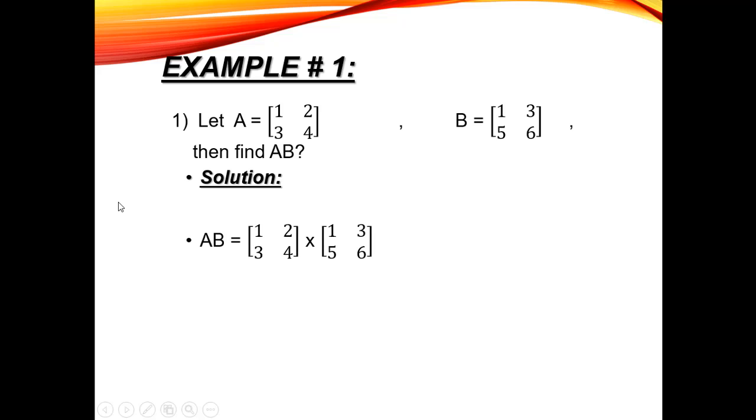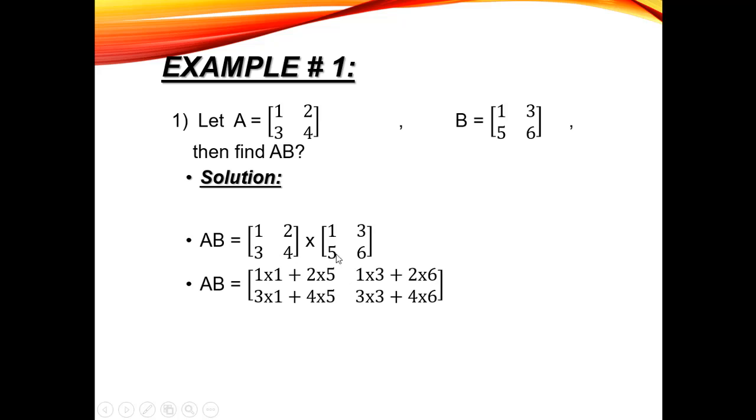Now first of all you need to understand one more thing: we have to multiply the row of the first matrix with the column of the second matrix. That means the first row will multiply with the first column in this direction. The first element will multiply with the first element and the second element will multiply with the second element. So the multiplication will become somehow like this.